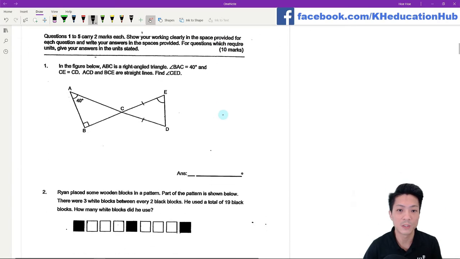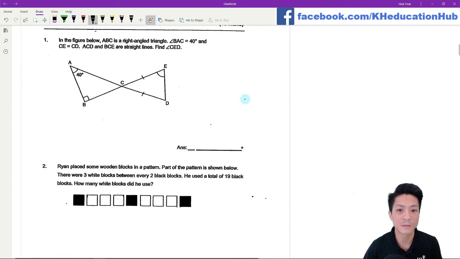Let's move on to the next question. In the figure below, ABC is a right angle triangle. BAC is 40, which is this one. CE is equal to CD. ACD and BCE are straight lines. Find the angle of CED, which is marked over here.